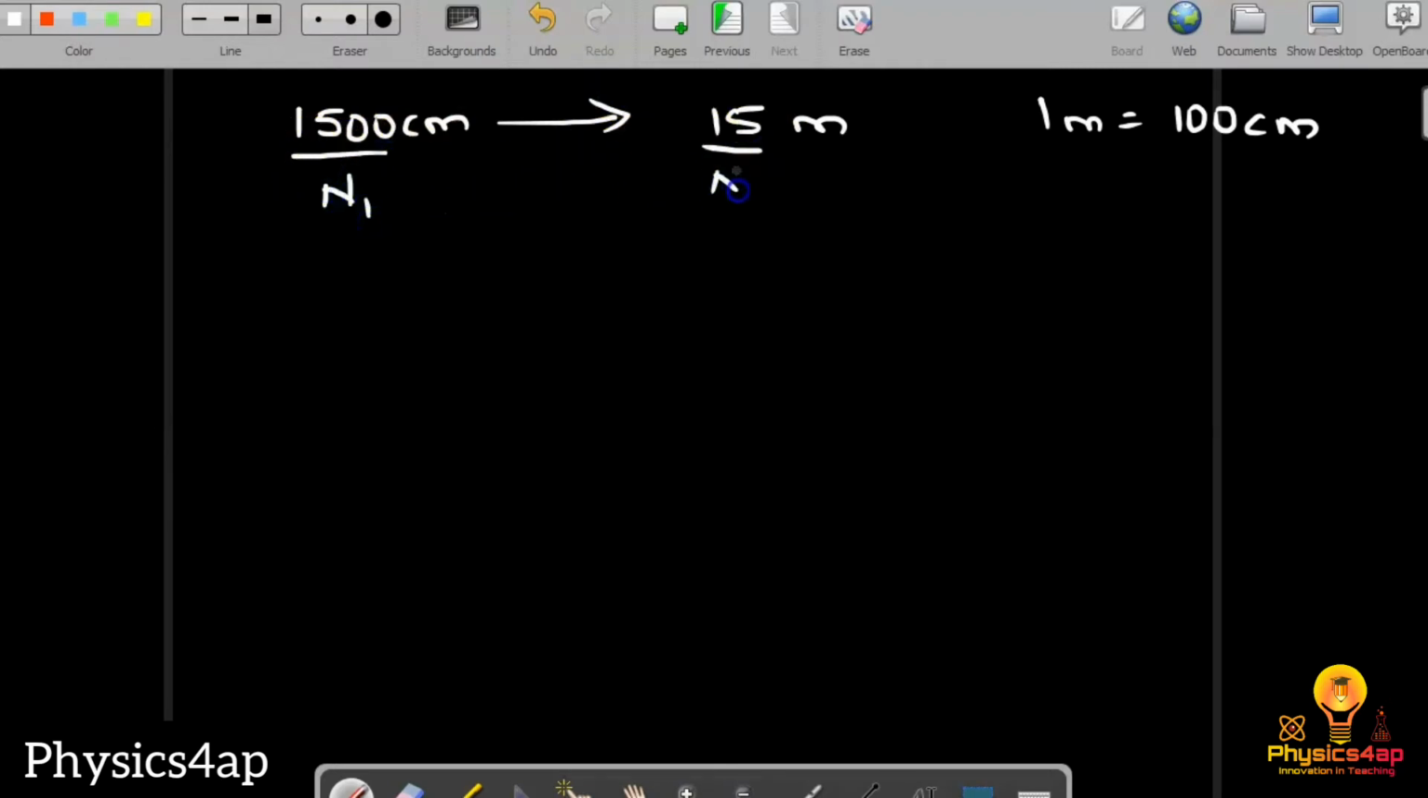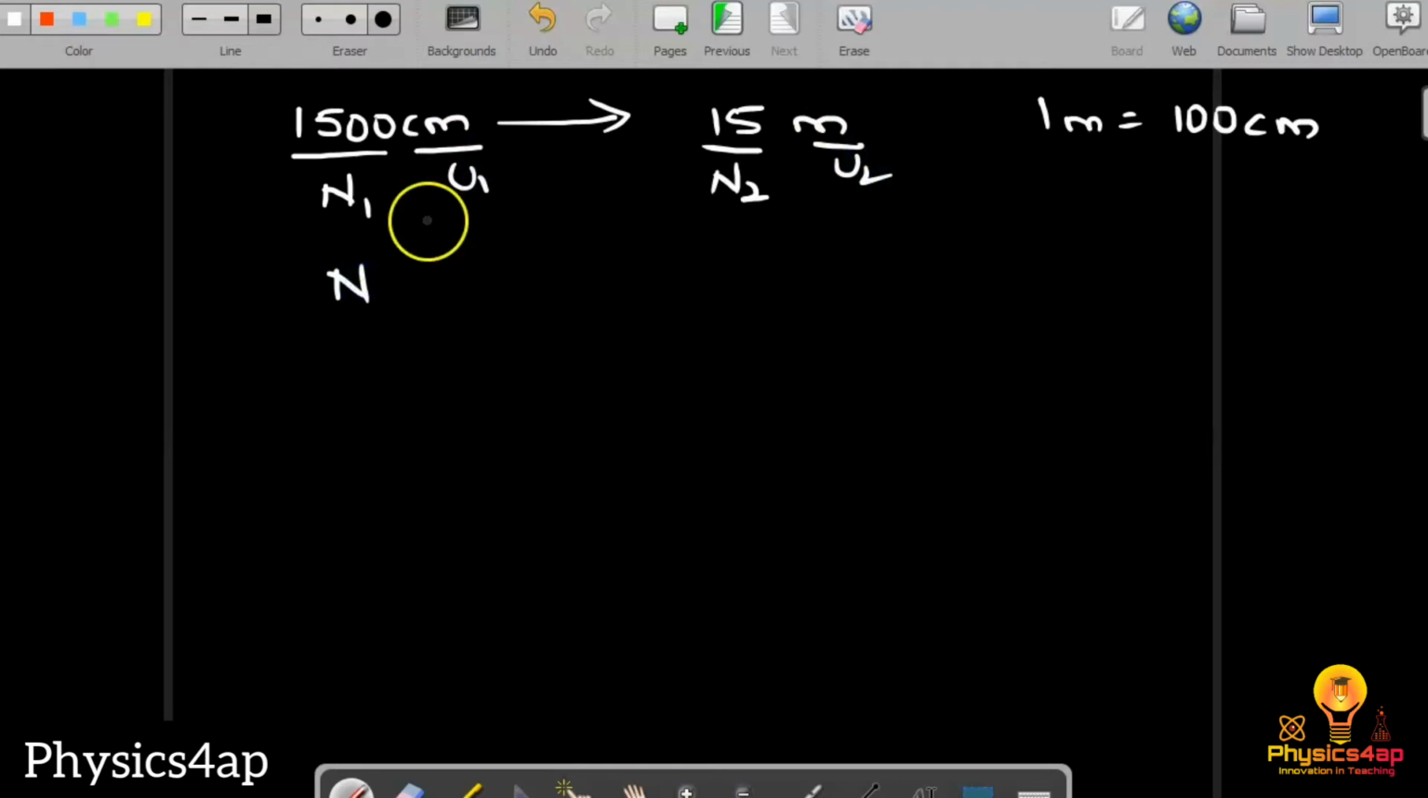I have 1500 centimeters. Okay, so this 1500 centimeters can be converted into meters. So meters లో కన్వర్ట్ చేసేటప్పుడు ఇది 15 meters గా కన్వర్ట్ అవుతుంది. ఓకే, so why? Because we know that 1 meter is equal to 100 centimeters. Okay, so in conversion 1500 centimeters is equal to 15 meters. సో దీన్ని n1 గా తీసుకుందాం, ఇది n2 గా తీసుకుందాం. This is considered as u1 and this is considered as u2.